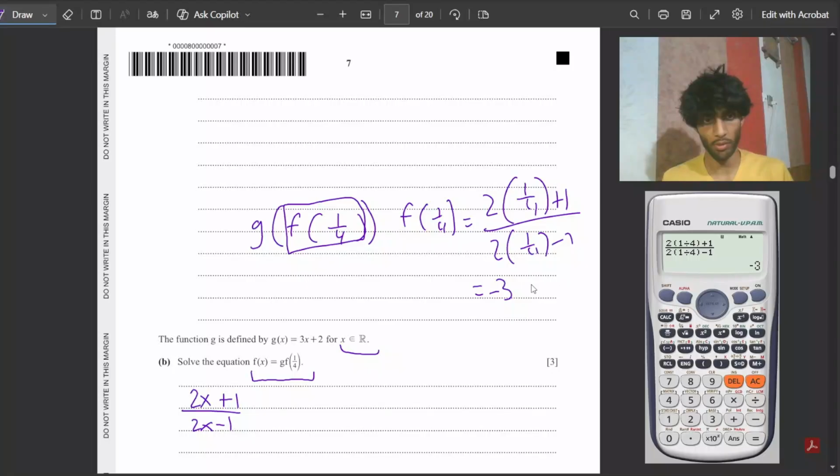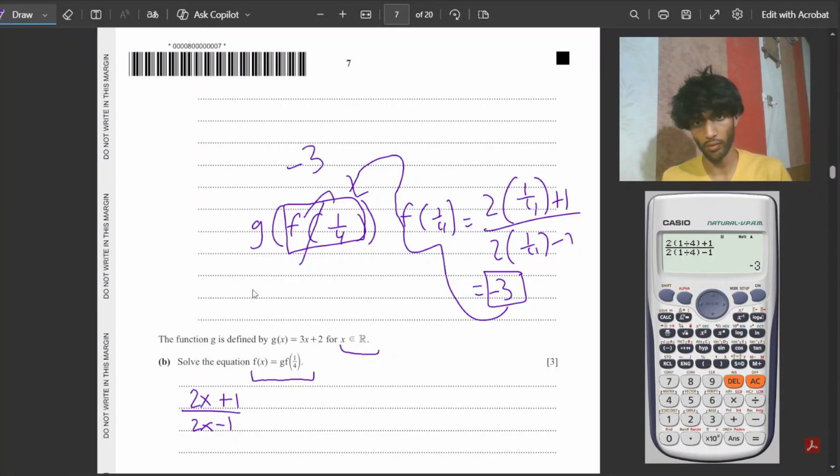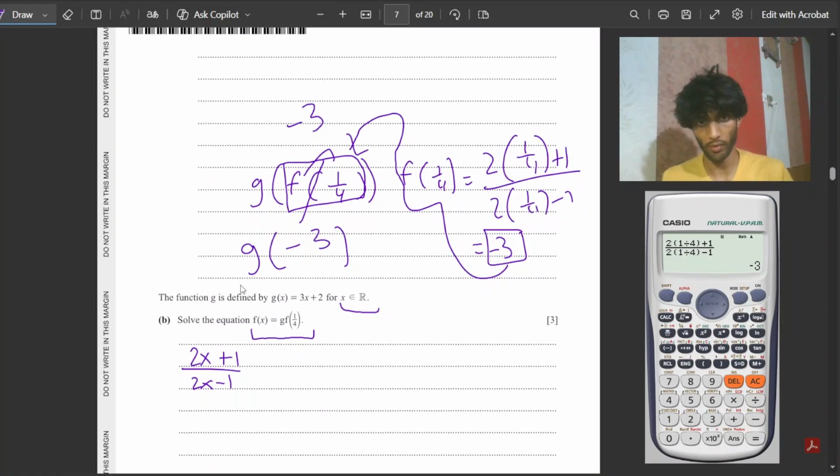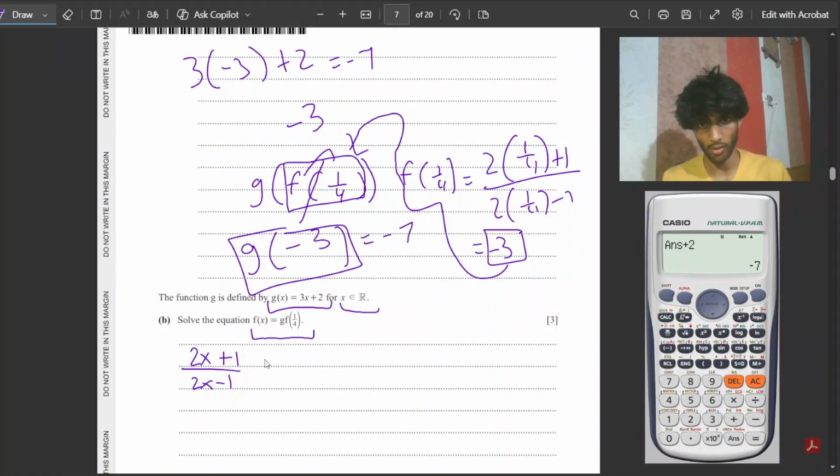Then we have to put this -3 into this place, because we know that f of 1 by 4 is equal to -3. So now we have g of -3. Now what's g of -3? We know what g of x is, so instead of x, we put -3 and see what this solves out to. We get 3 times -3 plus 2, which is -7. So all of this is equal to -7, and we can put -7 over here.